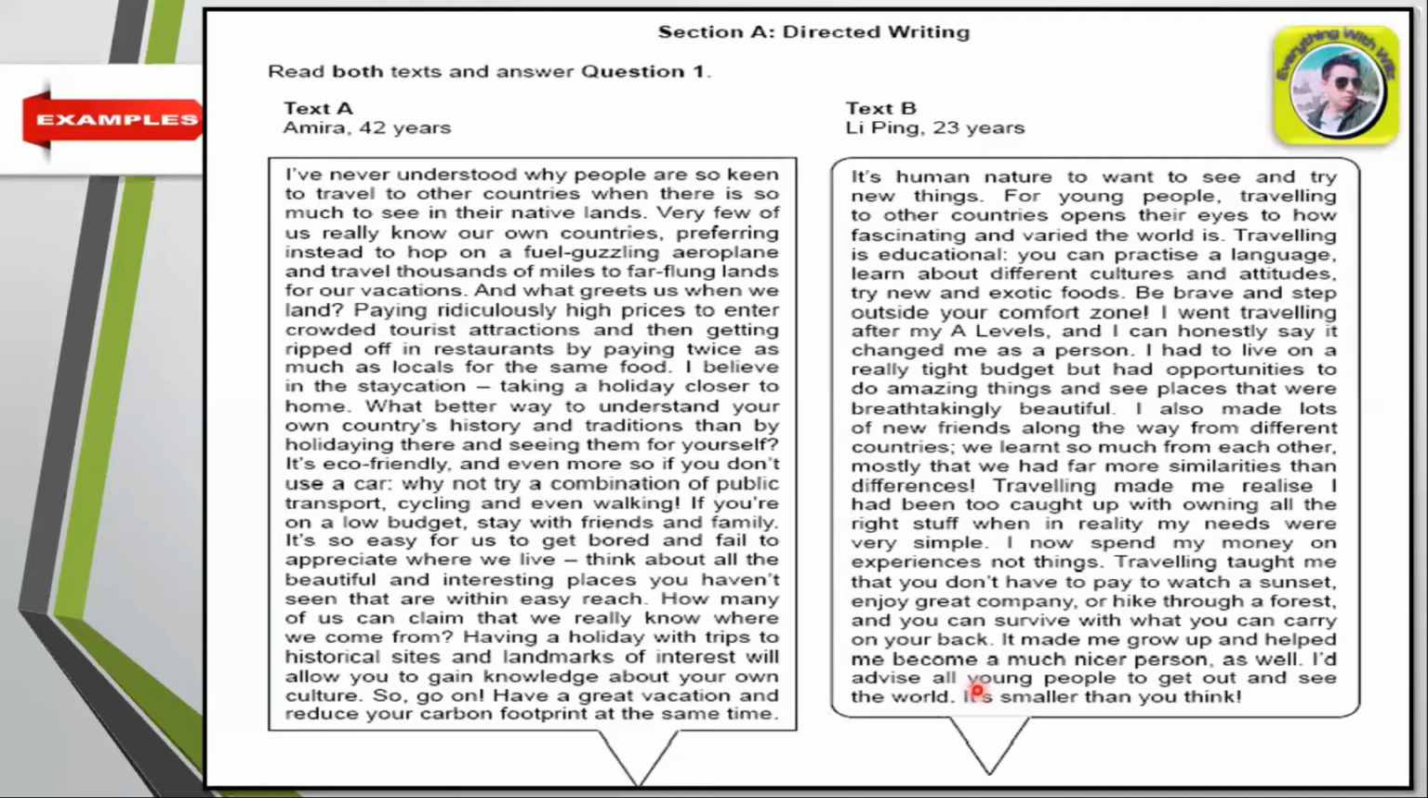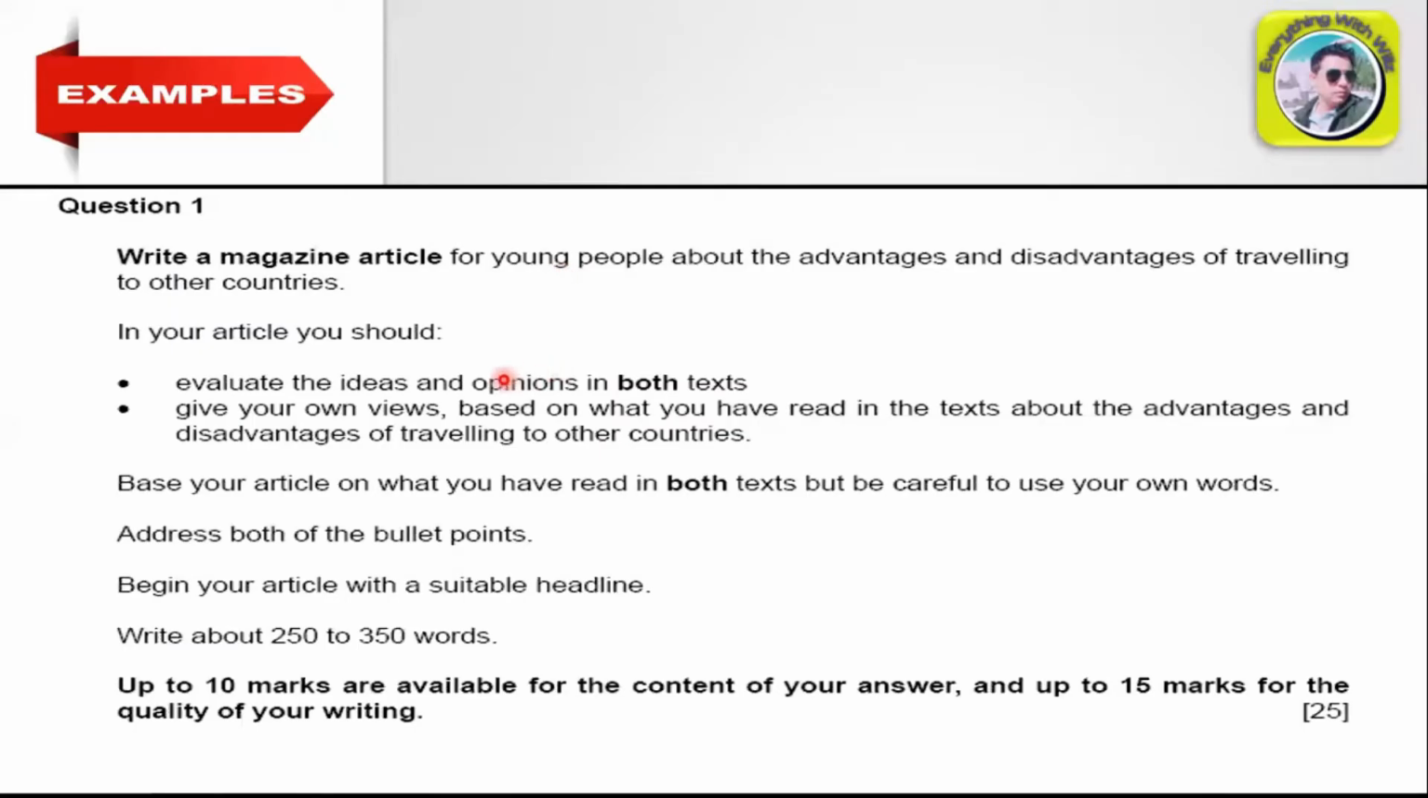This is basically a sample of what type of text will be given. First, see the question. This is a sample of the question that has been taken from the specimen paper. Read the question: Write a magazine article for young people about the advantages and disadvantages of traveling to other countries. The student has been asked to write a magazine article for young people about the advantages and disadvantages of traveling to other countries.